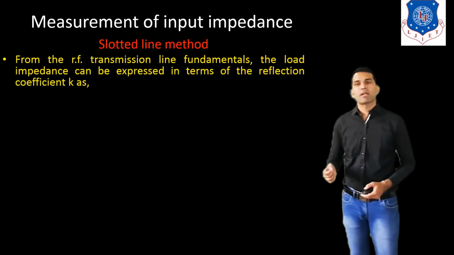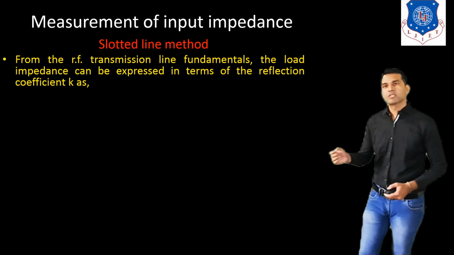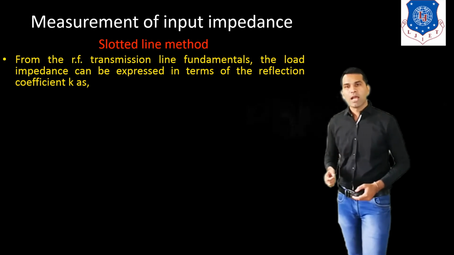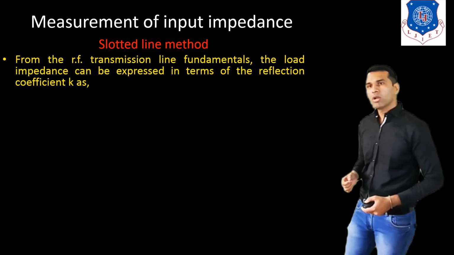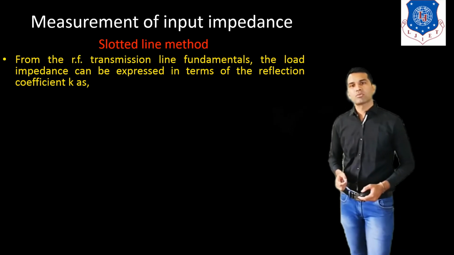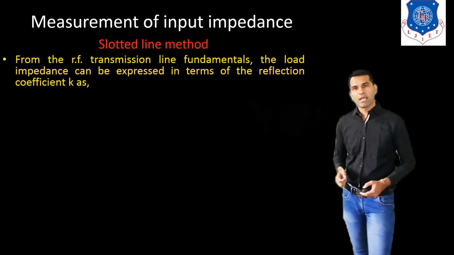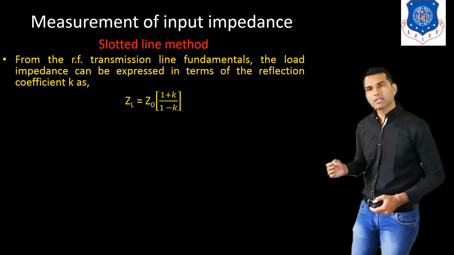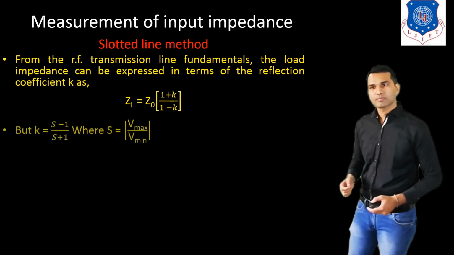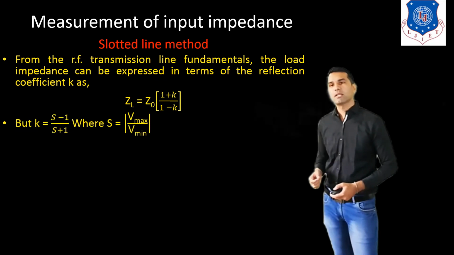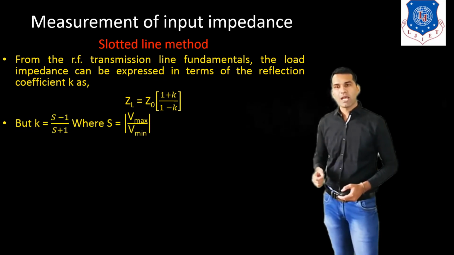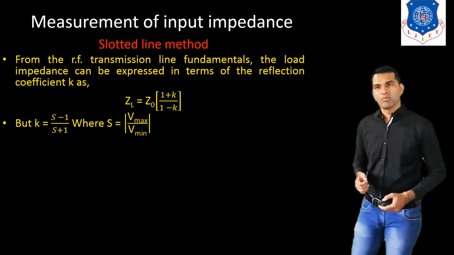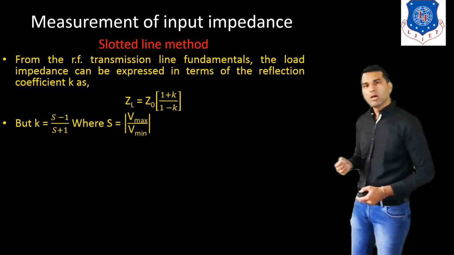Now we discuss the second method of the input impedance measurement. This is the slot line method. From the RF transmission line fundamentals, the load impedance can be expressed in terms of the reflection coefficient K as ZL is equal to Z0 (1 plus K) upon (1 minus K). But we know that K is nothing but (S minus 1) upon (S plus 1), where S is the ratio of Vmax upon Vmin, that means maximum voltage upon minimum voltage.